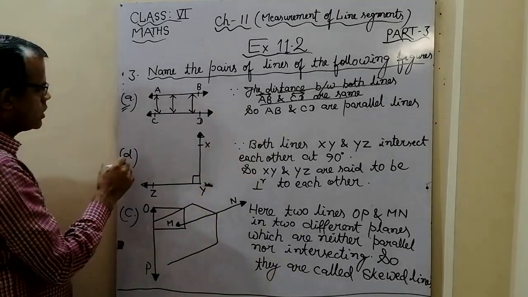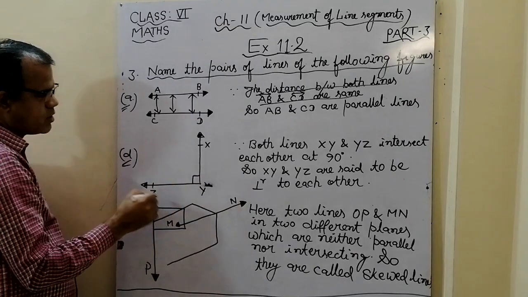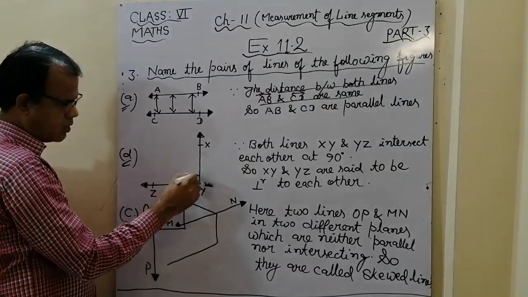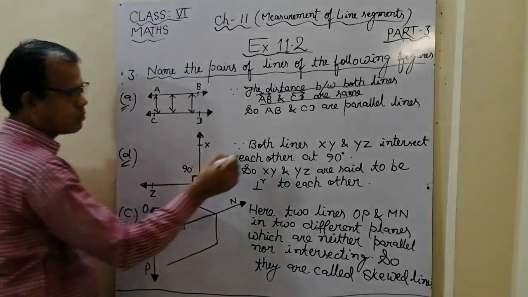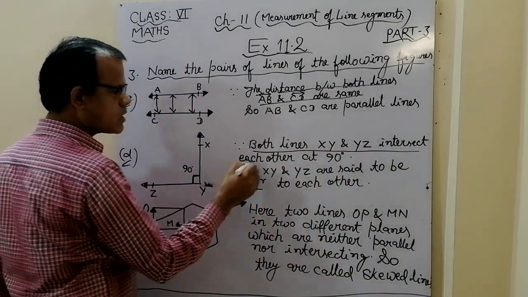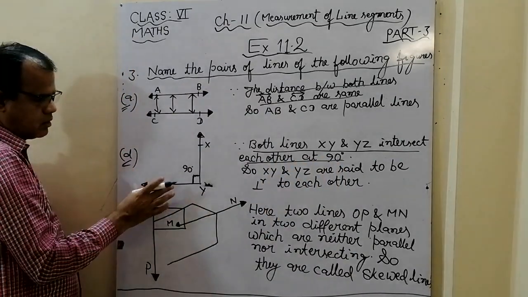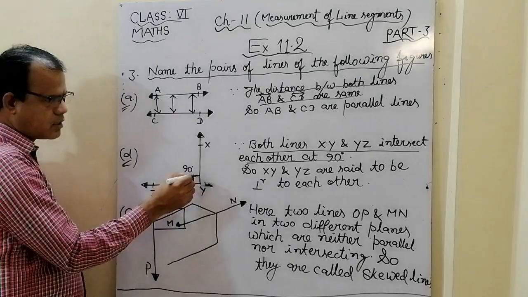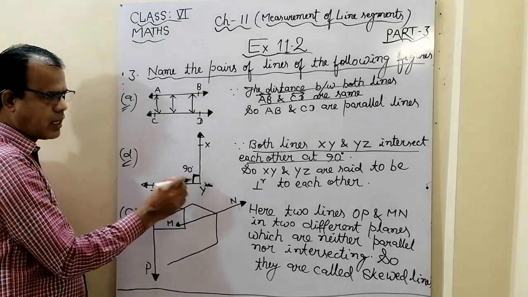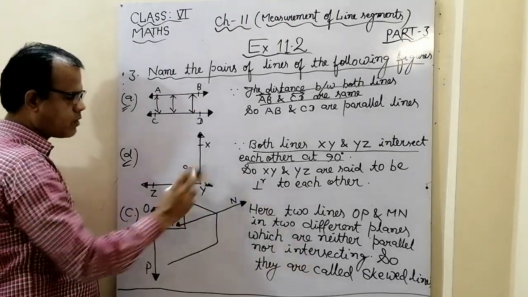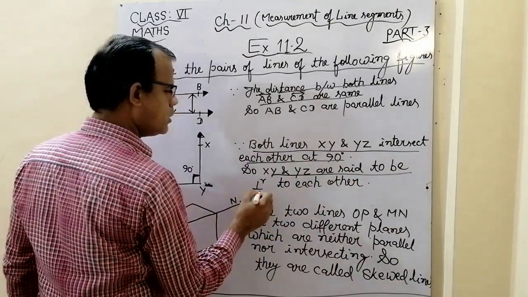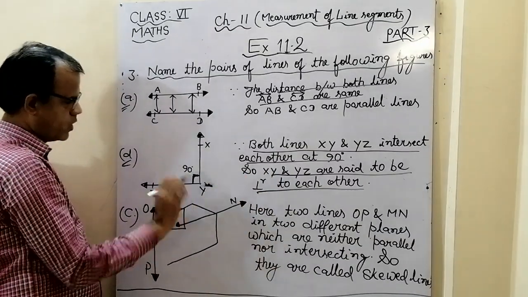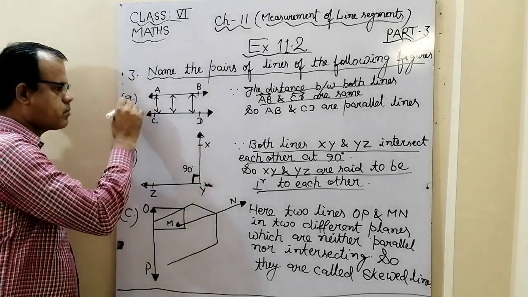Okay. Next, D part. Here you see X, Y, Z. By measuring this angle, it becomes 90 degrees. So both lines XY and YZ intersect each other at 90 degrees, at a right angle. So XY and YZ are said to be perpendicular to each other. This is the symbol of perpendicular. Okay, so this is a perpendicular line, this is a parallel line.